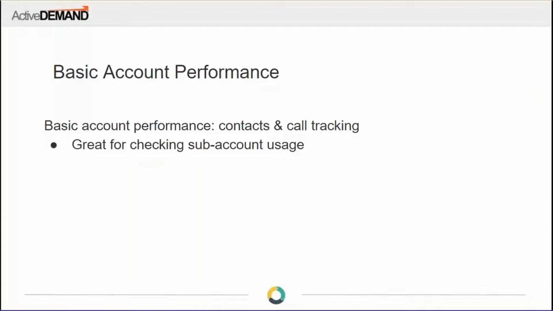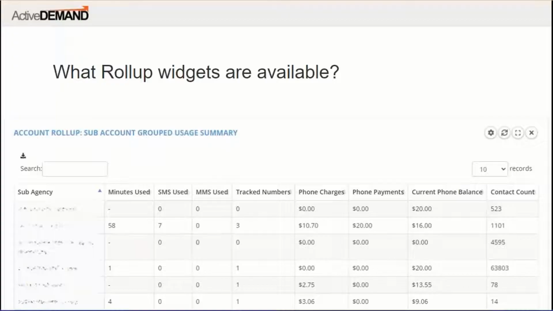If you're in an agency or you have multiple locations or something like that, this is really good for checking sub-account usage and really cost. This is straight up what you're going to be getting out of this. An example would be something like this. There's a roll-up report showing some different sub-accounts, and it'll show minutes used, text messages, phone charges, what their contact count is, all the things that add up to their cost.